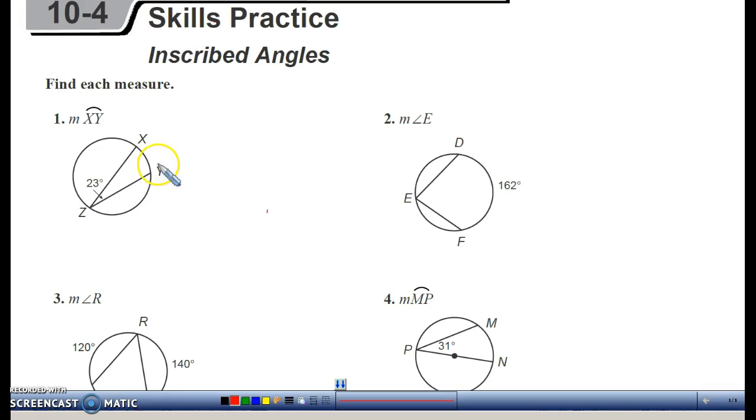Okay, we're going to see skill practice in our workbook on page 129. I'm going to start modeling the first problem. Find each measure, the measure of arc XY. It's going to be this measure here.